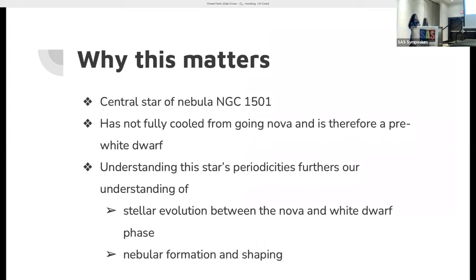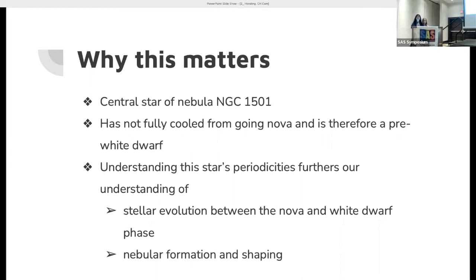Yes. So why does this matter? Well, CH-CAM is the central star of the nebula NGC 1501. Currently, CH-CAM is in a stage of stellar evolution where it has not yet fully cooled off from going nova, but has not yet reached the white dwarf stage, so it's a pre-white dwarf right now. Other stars of this type at the same stage typically have periods ranging from around 30 seconds to 25 minutes, sometimes longer.